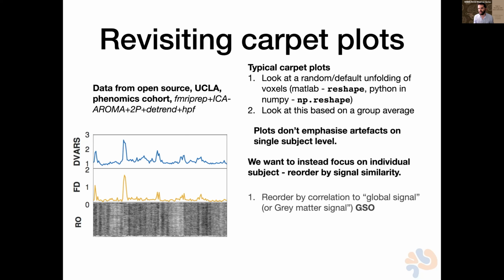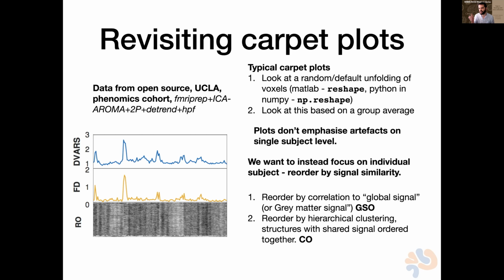So you can do it 2 ways. We're going to present 2 ways. One is to do this by reordering by correlation to the global signal, i.e. taking the average across all voxels and looking at the correlation to that mean fluctuation. Or I could do some hierarchical clustering, which I'll call the cluster ordering, so CO. GSO is the global signal ordering.